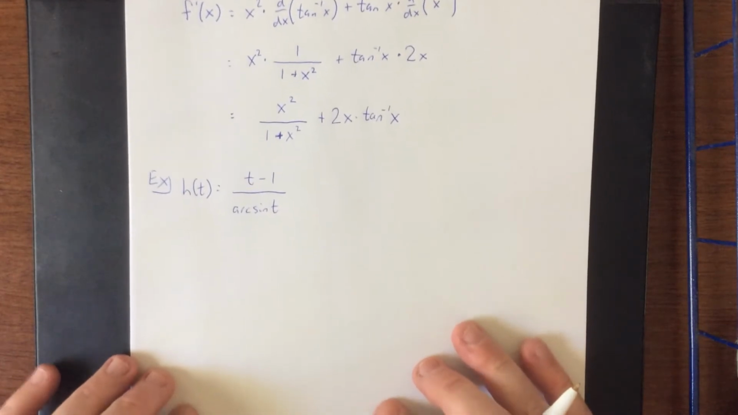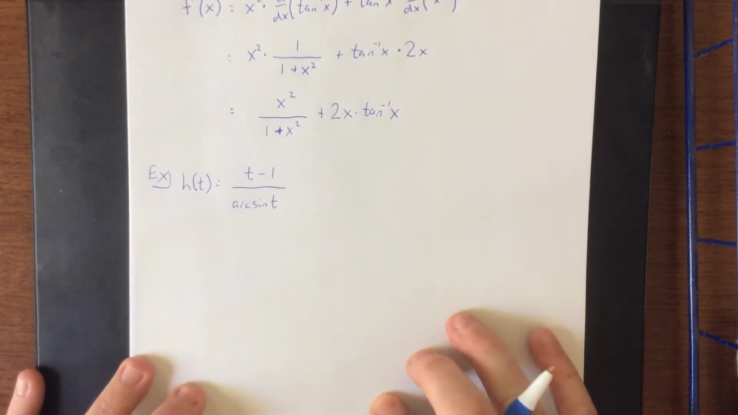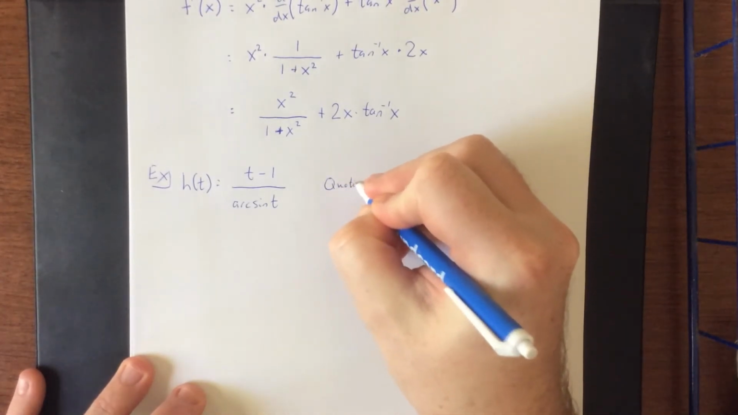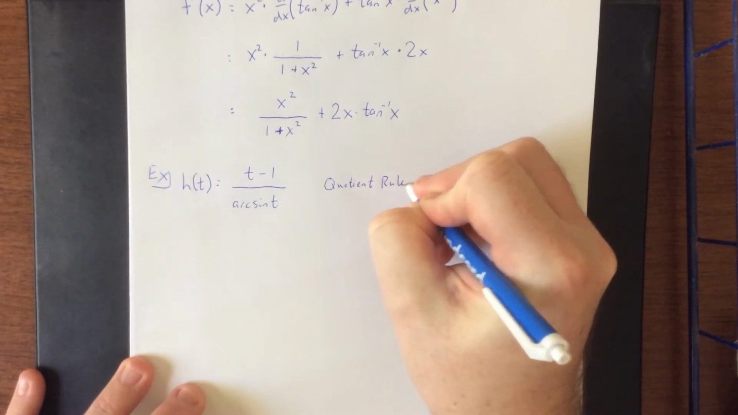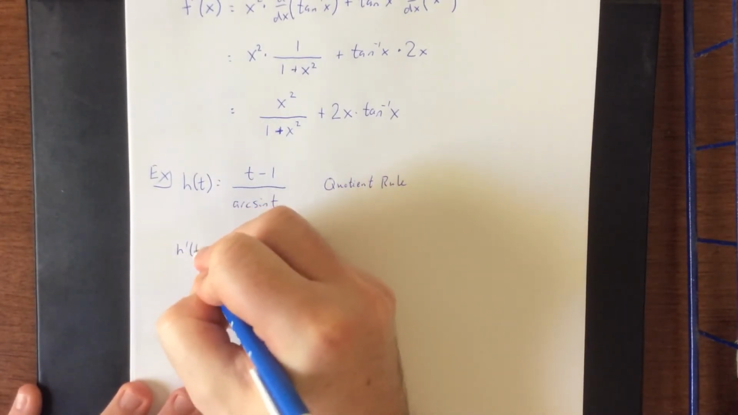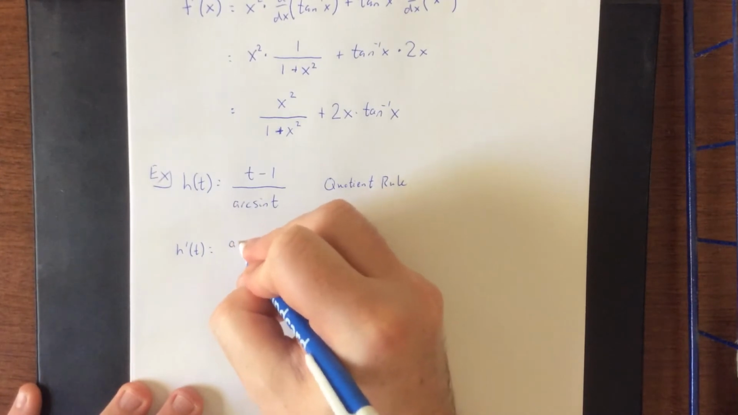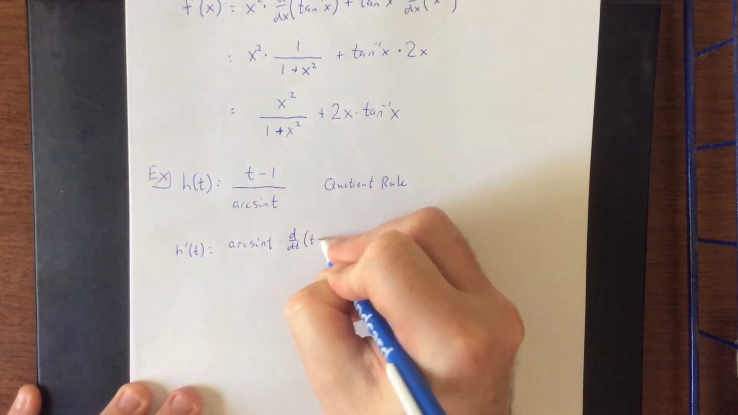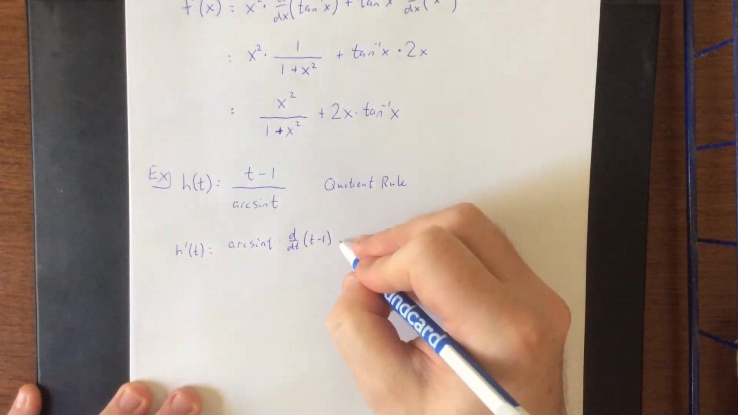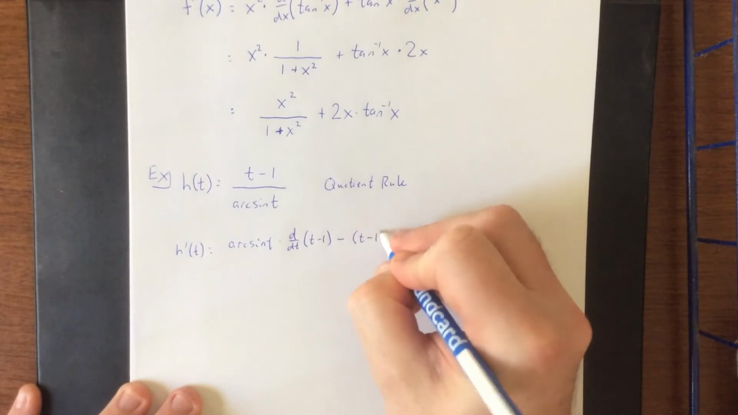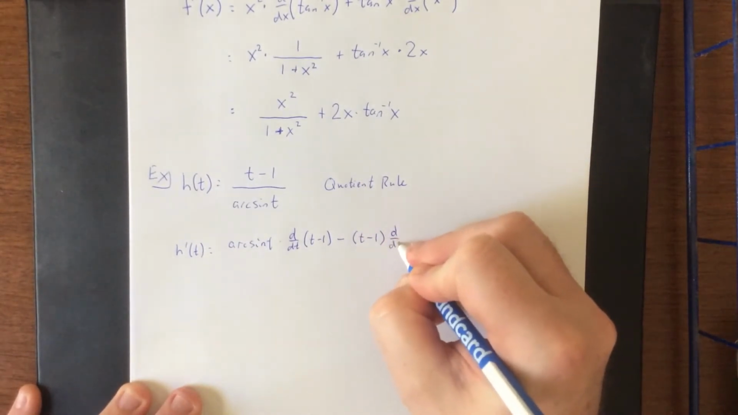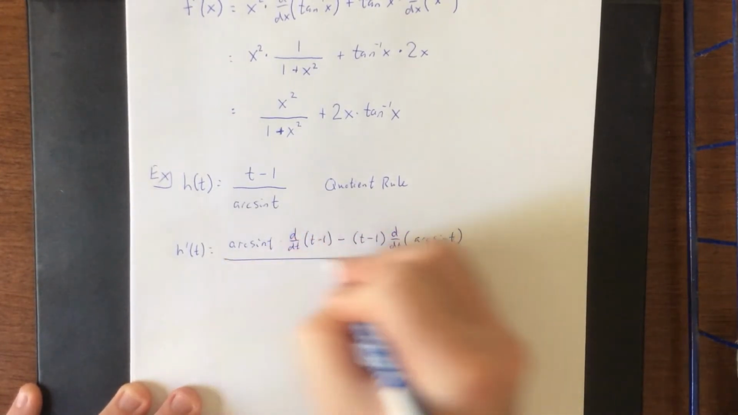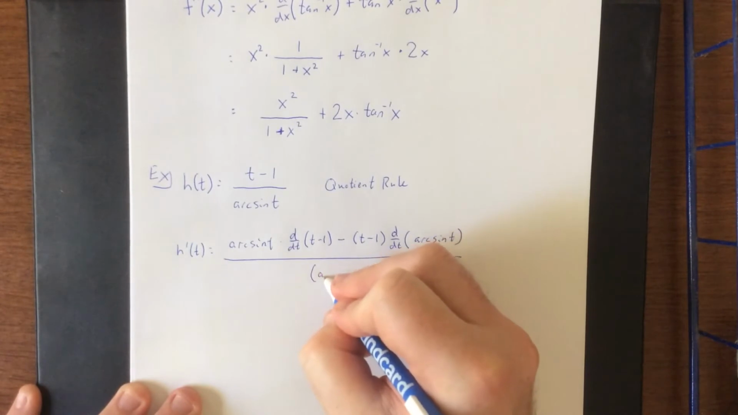Now for the next problem, we have h of t is equal to t minus 1 divided by the arcsine of t. This one would be considered a quotient, so we will be applying the quotient rule for this one. So h prime of t will be equal to, that'll be low d high. Notice that when I do d high, it is the derivative with respect to t, less high d low, over the square of what's below.